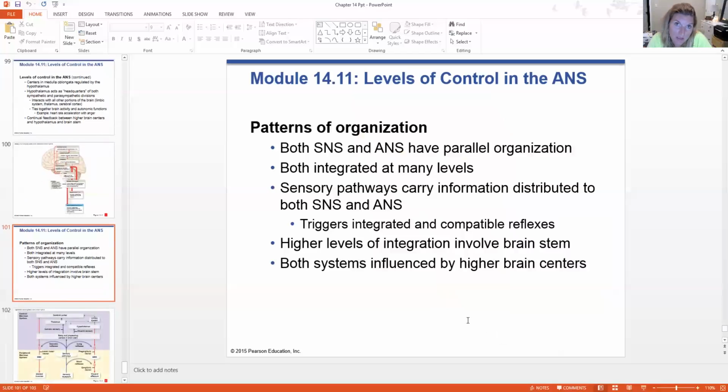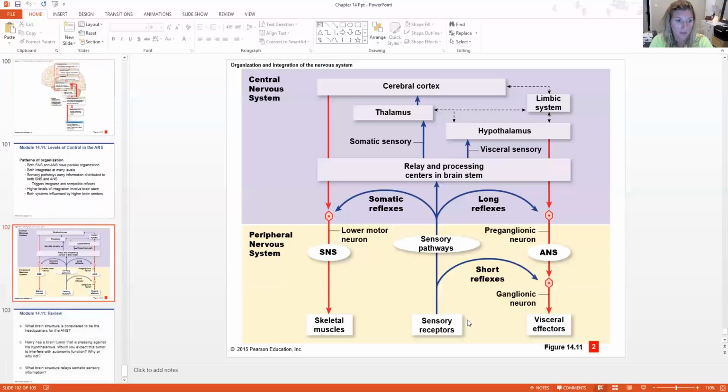So, overall patterns of organization. Both the somatic nervous system and the autonomic nervous system have parallel organization. So they're integrated at many levels. Sensory pathways carry information distributed to both the somatic nervous system and the autonomic nervous system. So it's an integrated, compatible reflex. Higher levels of integration involve the brainstem. Both systems can be influenced by higher brain centers. So it's the same basic setup. It's just a different pathway of nerves and hormones influencing.